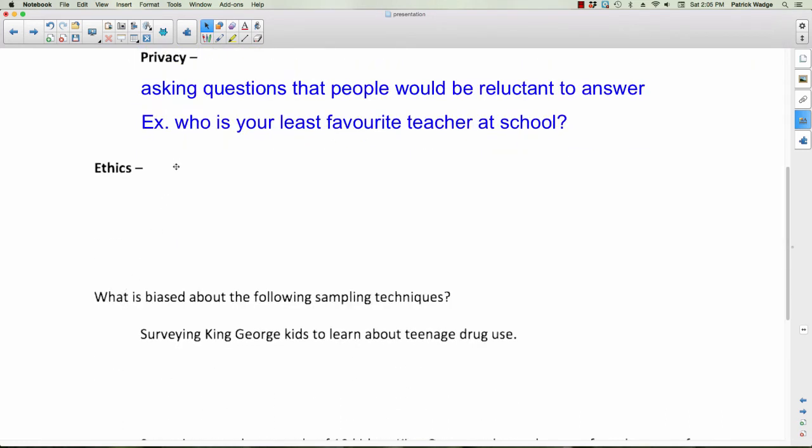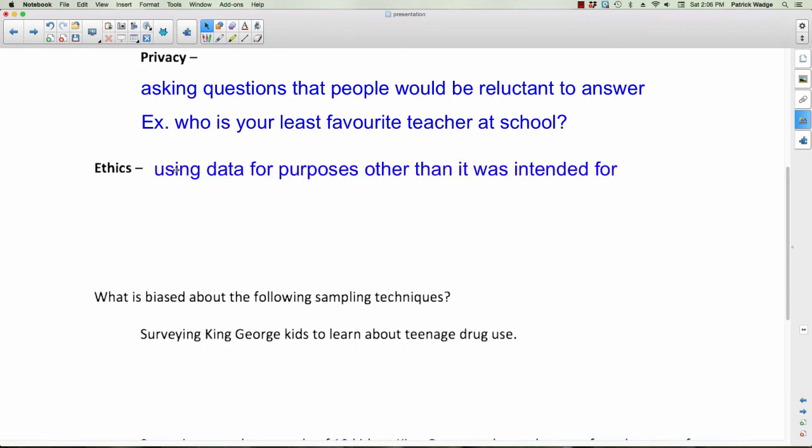Okay, the last thing is ethics. Ethics is using data for purposes other than it was intended for. So if you approach people to do a survey, there's this understanding that you're going to use the information you get from them ethically. So, some things that would be unethical.